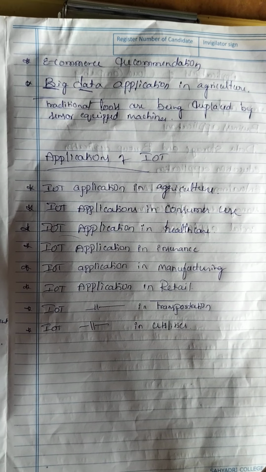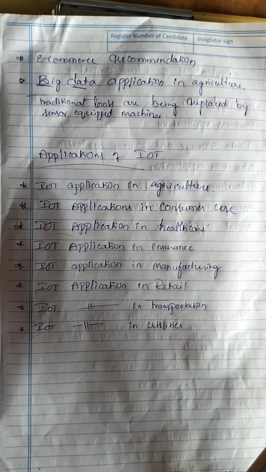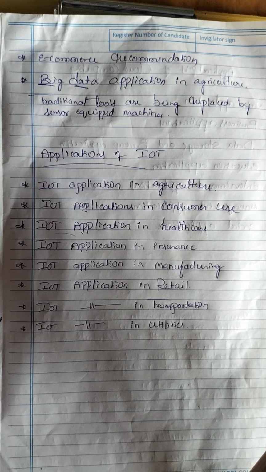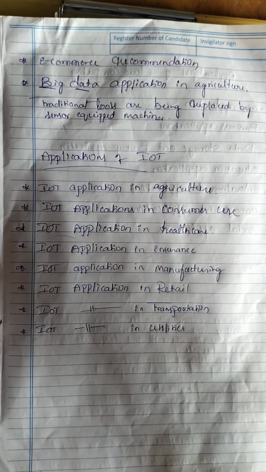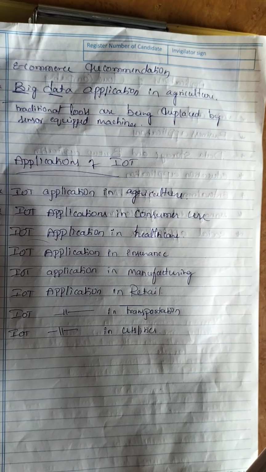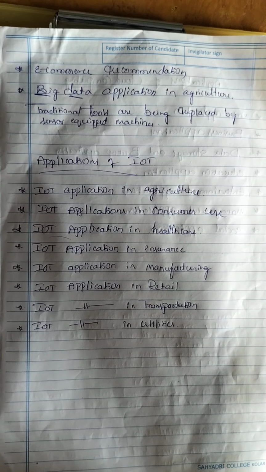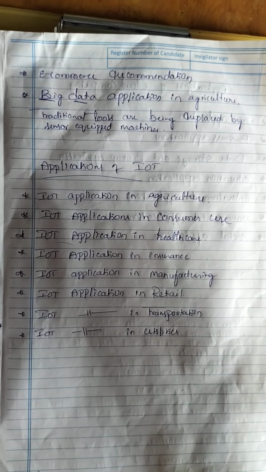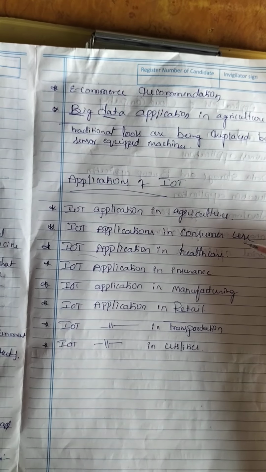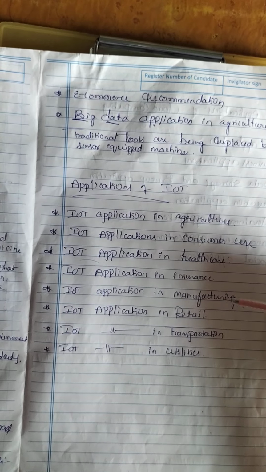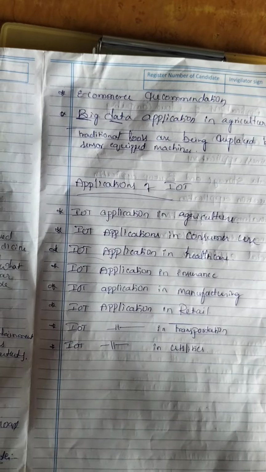And the last one is utilities. So what do we mean by utilities? IoT sensors can be employed to monitor environmental conditions like humidity, temperature and lighting. The information is provided by IoT sensors. So this is one of the applications. These are all considered applications of IoT: agriculture, consumer use, healthcare, insurance, manufacturing, retail and transportation, and one more is utilities.